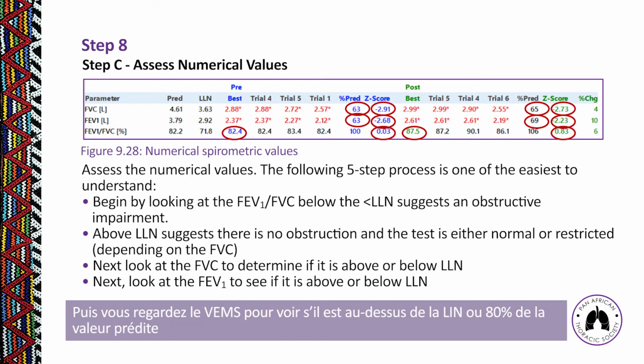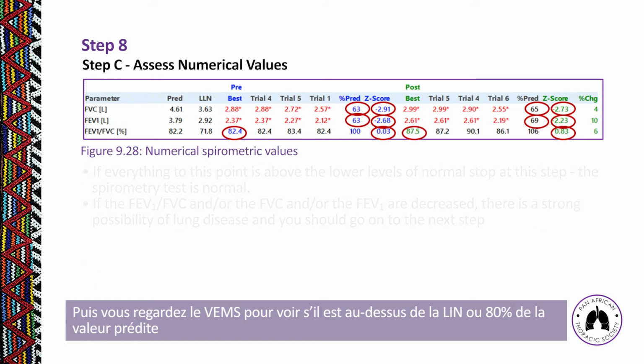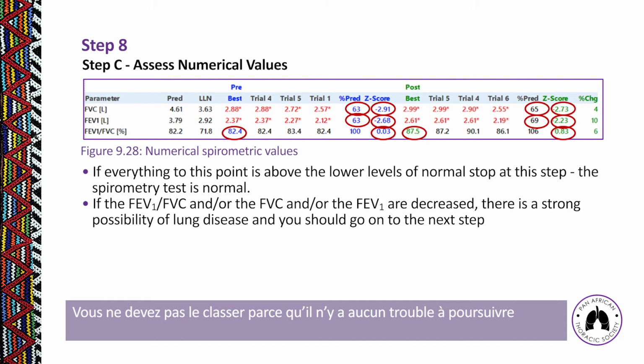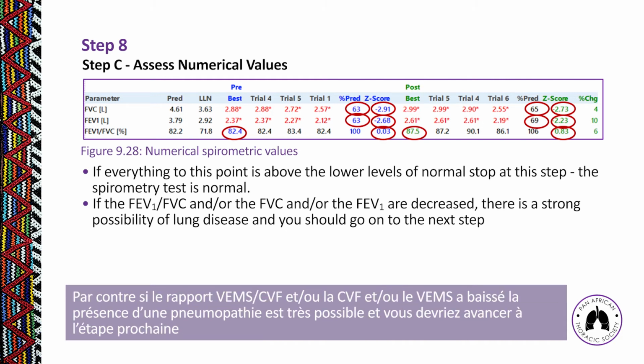You then look at the FEV1 to see if it is above the LLN or 80% of predicted. And if everything to this point is above the lower level of normal, you can stop. This test is normal. There's no need to grade it because you have no abnormality to grade. However, if any one of the FEV1 to FVC ratio, the FVC or the FEV1 are decreased, then there's a strong possibility of lung disease and you need to go to the next step.